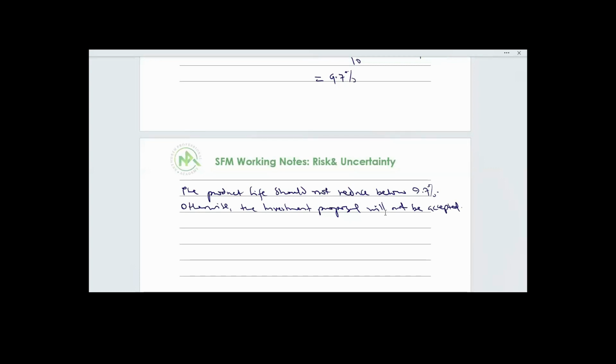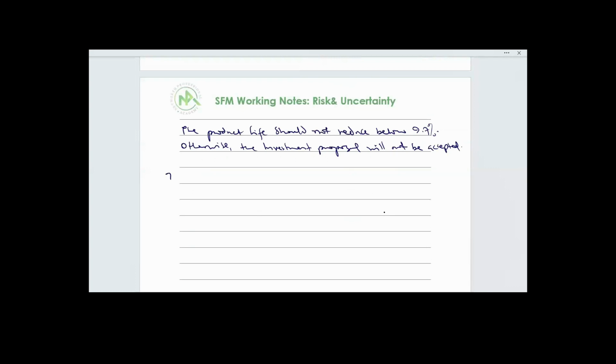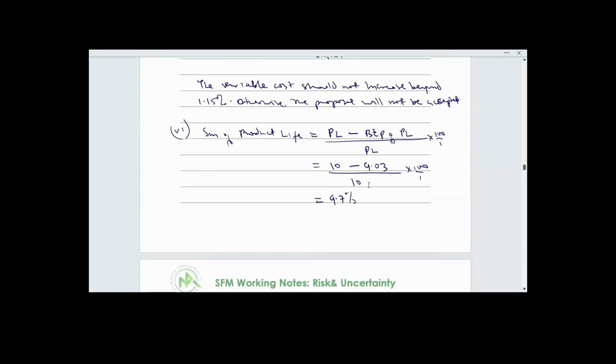Okay. Lastly, number 7. Sir, please, can you back up a little on the calculation of sensitivity margin of product life? I didn't get the formula. I want to copy it down. Oh, okay. Are you done? Yes, I'm done. Thank you, sir.